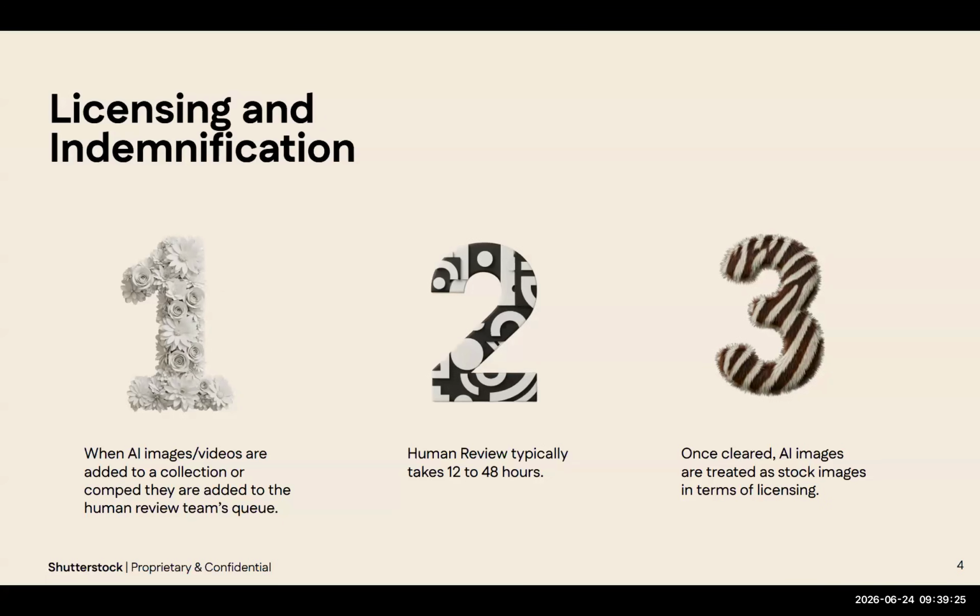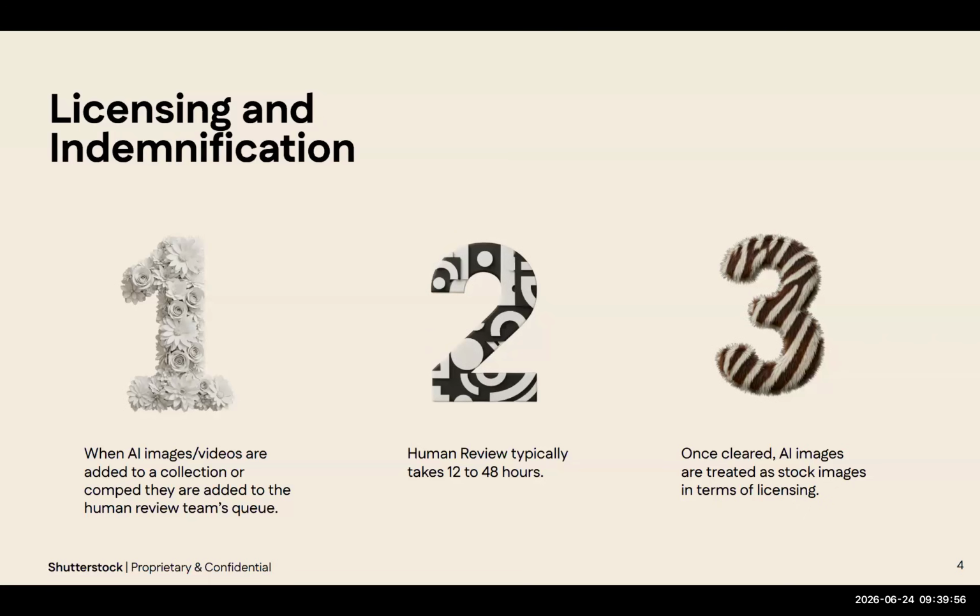So again, when you're on one of those enterprise plans, essentially, if you add an image, a vector, a video to a shopping cart, you download a comp, or you save it to a collection, any one of those would trigger the human review team to take a look at that asset. And they're not only going to look at the actual image or video that you've generated to ensure that there's no logos, celebrity likenesses, copyrighted materials, etc. They're also going to look at the prompt that you use to ensure that there's no IP there.